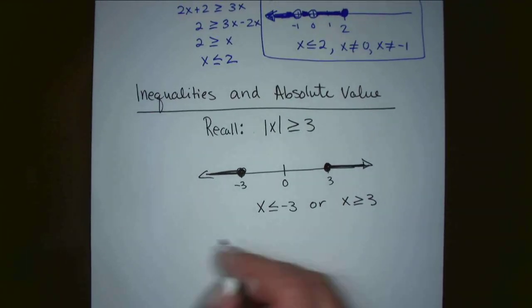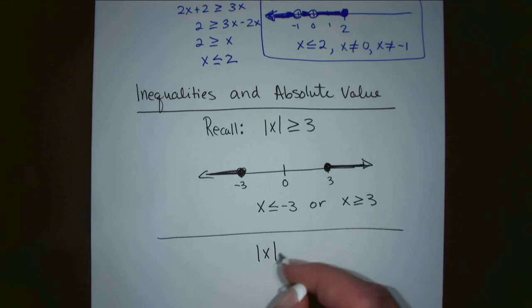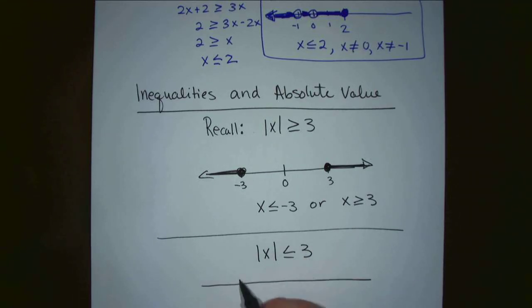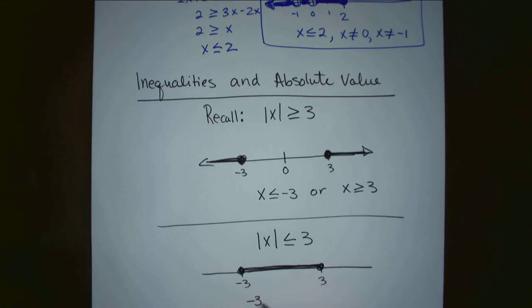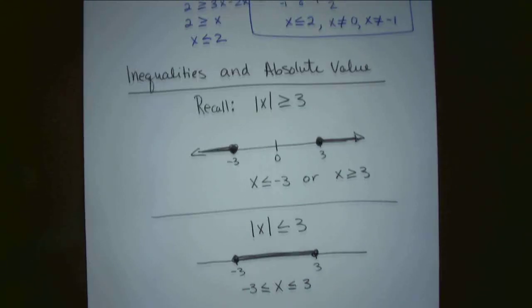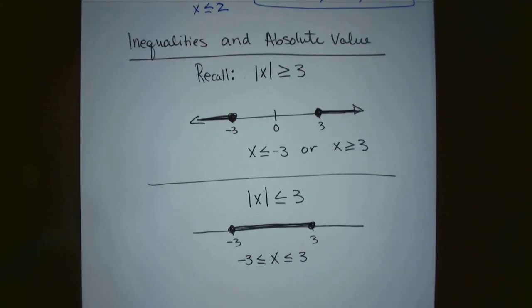And then the other one is when we say x is less than or equal to a number. So where are they on a number line? So it's in between, and how do we rewrite that? We write the smaller number first, and the bigger number after the x, and we say that x is between -3 and 3. Okay, so those are the 2 options.